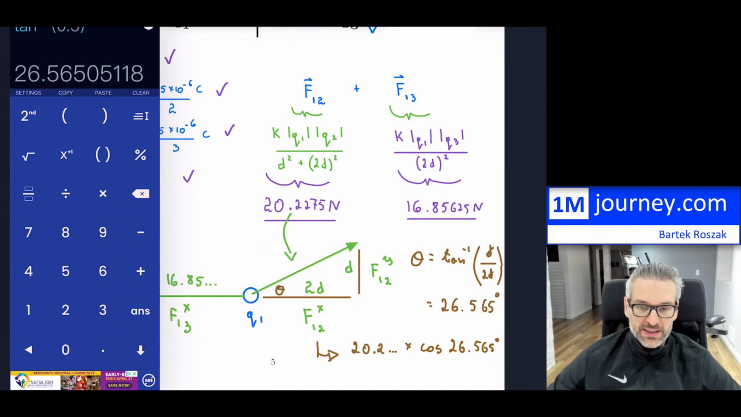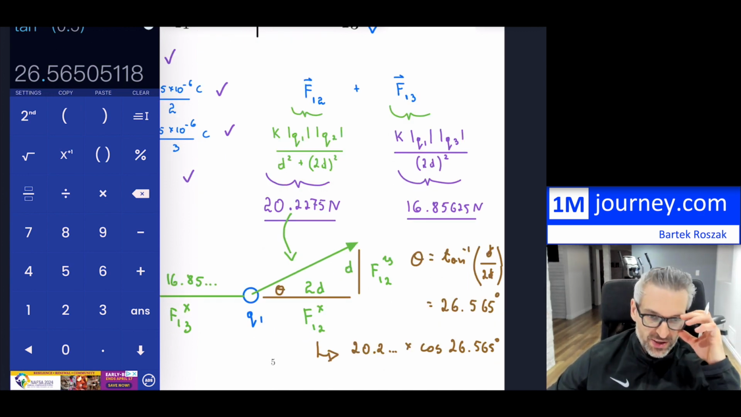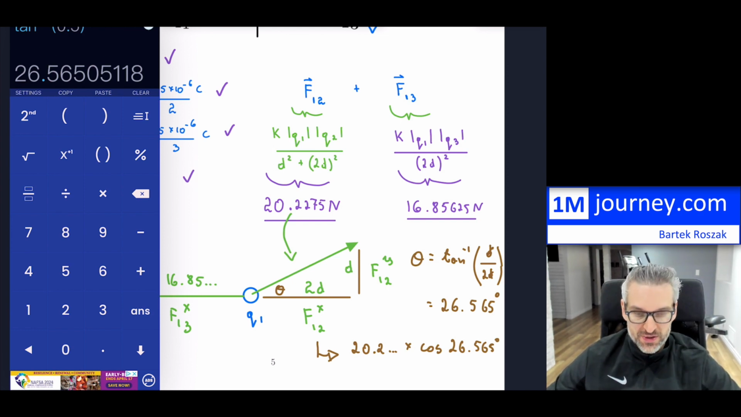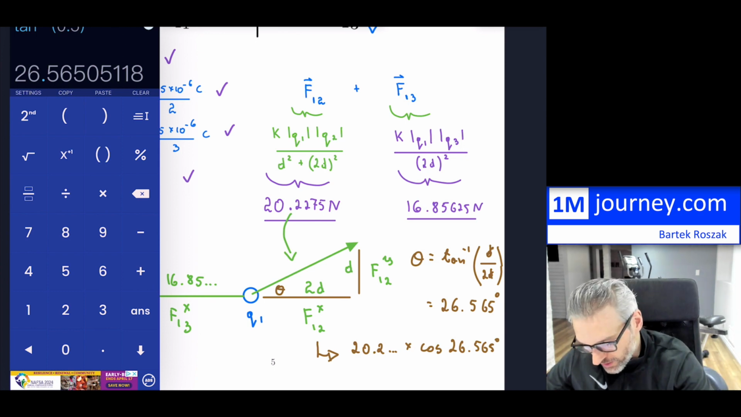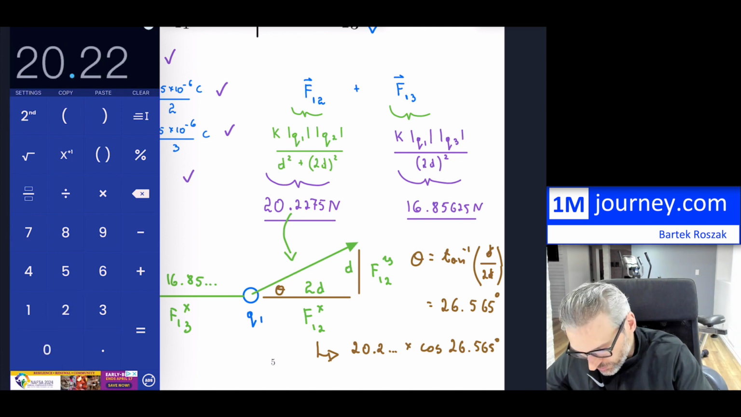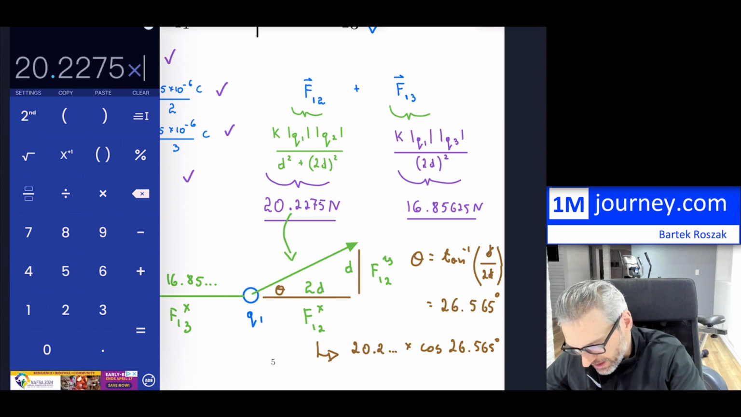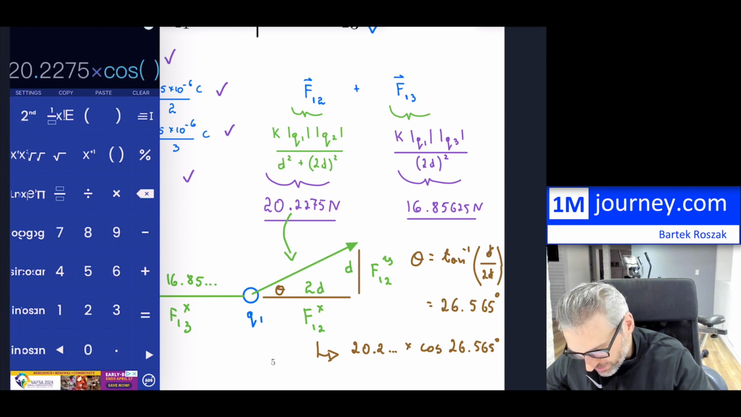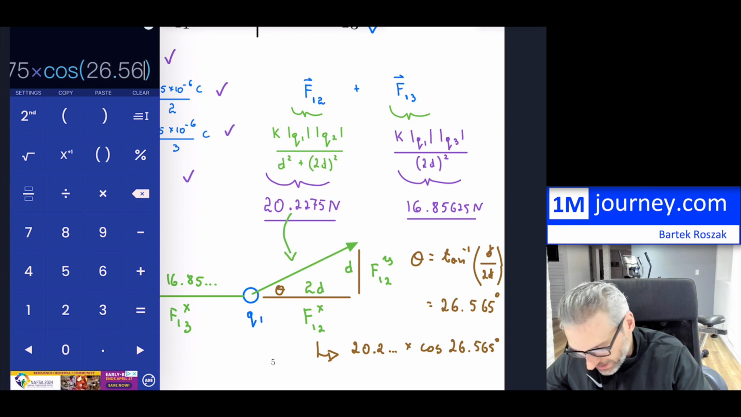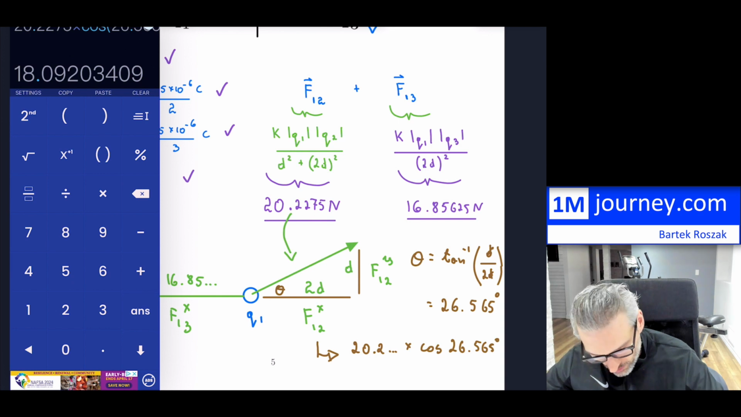All right, so now we have the angle, so that's just opposite of our adjacent, so we can use the tan, okay, from trigonometry. So we have 26.565, okay, approximately. And now we can go ahead and find out our answers. So it's going to be 20.2275 multiplied by cos of the angle, which is 26.565 equals.